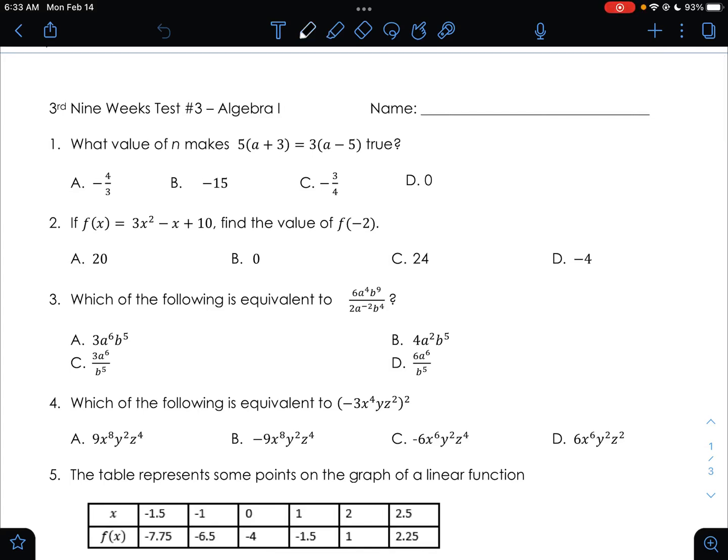Hi Rangers, this video is to help you review for test number 3 for the third 9 weeks. So going right into it, number 1, what value of n makes this true?